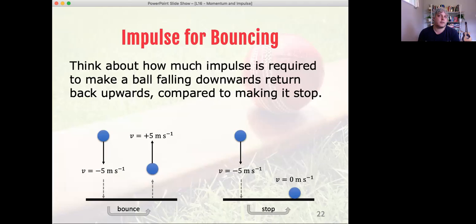You need enough impulse to change its momentum from mv downwards to mv upwards. That's twice mv. Whereas to just stop the ball, you just need enough impulse to change the momentum from mv downwards to 0, and that's just mv. So it takes twice as much impulse to make the ball bounce as it does to make it just stop.